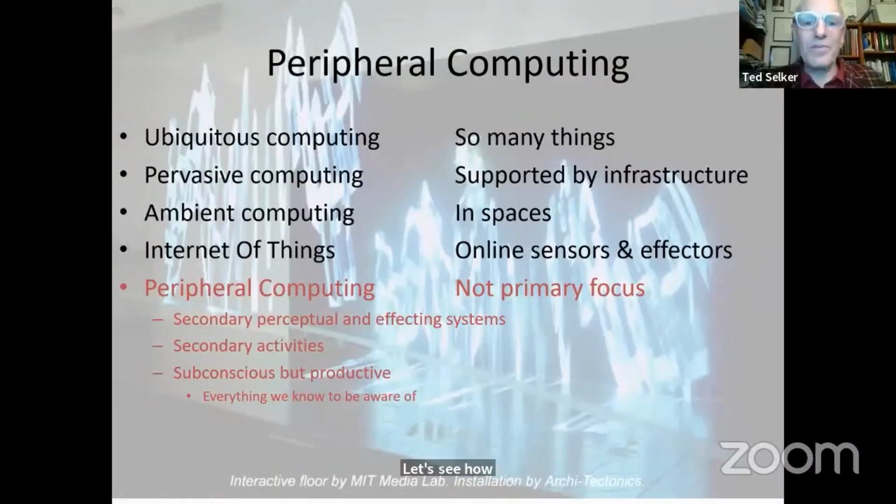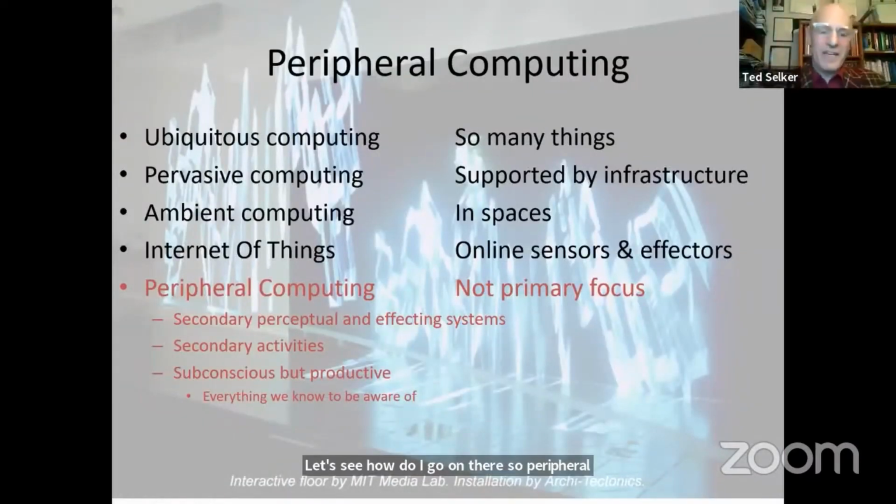So peripheral computing is a term I've been working with some other people on, and I kind of teased us, saying, hey, there are so many different kinds of computing. Ubiquitous computing is all the things around us that have computing in them, and pervasive is what IBM started talking about when they were talking about supporting all of these things with infrastructure. Ambient computing, I think of as things that are in space, in the environment around us, and have computing in them. The Internet of Things is such things that are online. And peripheral computing, I distinguish as being something that's not the primary focus.